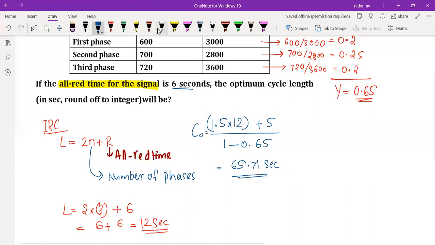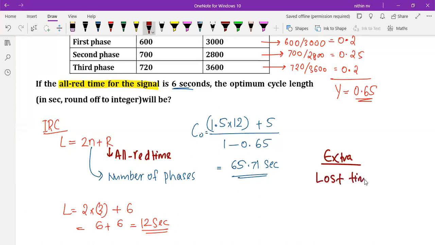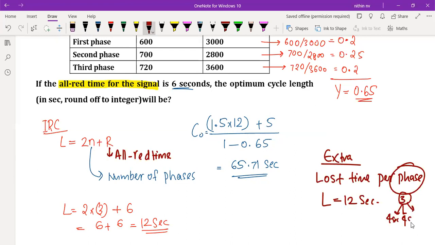Understood, guys? Now, can I ask you an extra question? What will be the lost time per phase? We don't require this in this question. Simply I'm asking just to develop concern. We know lost time per cycle is how much? 12 seconds. This we got. Then how much will be lost time per phase? There will be 3 phases now, right? So for each phase, it will be how much then? 4 seconds. Understood? 4 seconds, 4 seconds, 4 seconds. Like this only we will be getting 12 seconds, no?